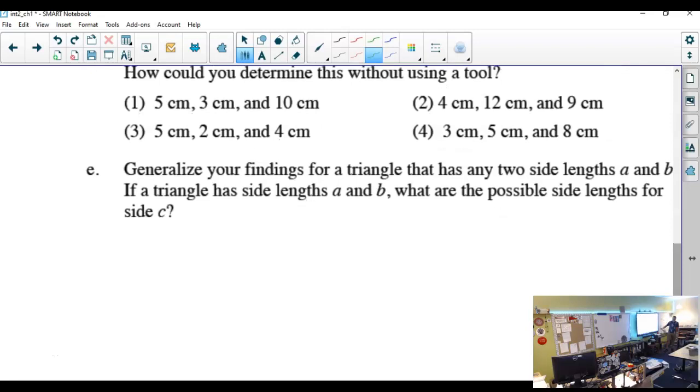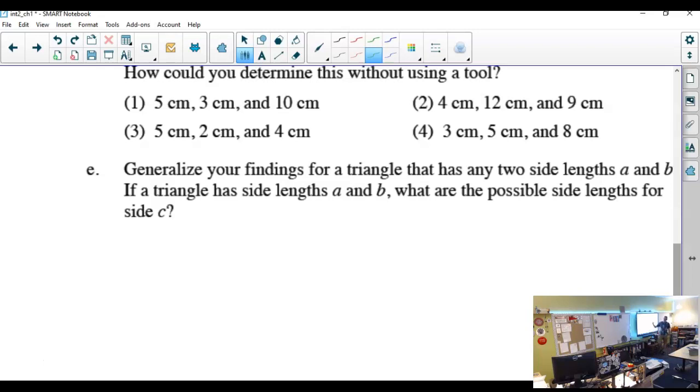Wait, so this is the one you're talking about? Depends. I mean, there are multiple rules. That is a rule that we can use for any triangle. It doesn't just have to be scaling. Any triangle has to actually have that rule be true.